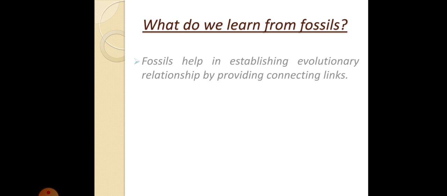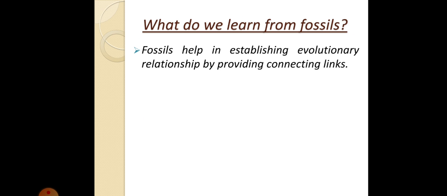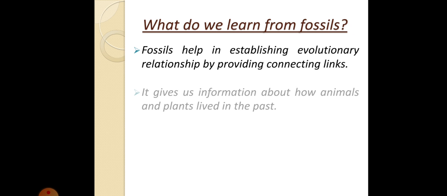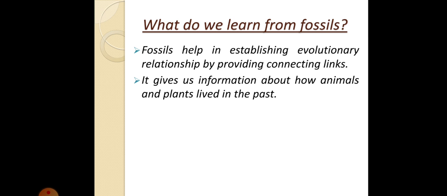Fossils help in establishing evolutionary relationships by providing connecting links. So fossils help us to establish evolutionary relationships by providing links between organisms. It gives us information about how animals and plants lived in the past. How different animals and plants that were present in the past lived, the fossils tell us about that also.